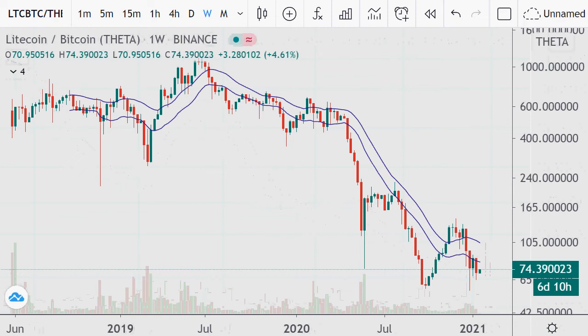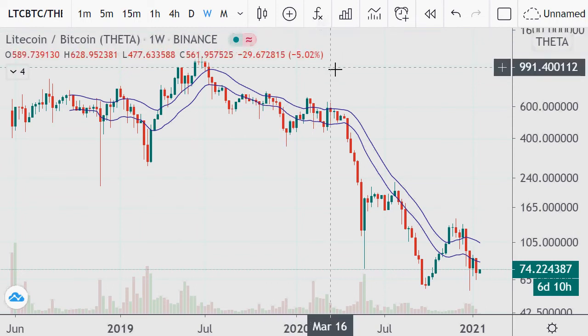And I'm going to now transition this into Litecoin against, it says Bitcoin, but Bitcoin / Theta. That's the first time I've read it like that. But it's basically how many Theta you need to buy one Litecoin.